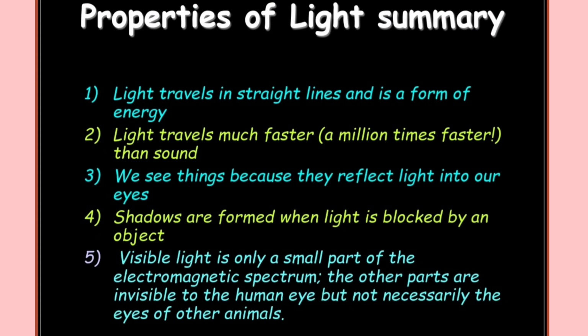Okay, to wrap it up, here is the summary of our lesson. Properties of light. Light travels in straight lines and is a form of energy. Second, light travels much faster, 1,000,000 times faster than sound. Third, we see things because they reflect light into our eyes. Next, shadows are formed when light is blocked by any object. And last one, visible light is only a small part of the electromagnetic spectrum. The other parts are invisible to the human eye but not necessarily to the eyes of other animals.